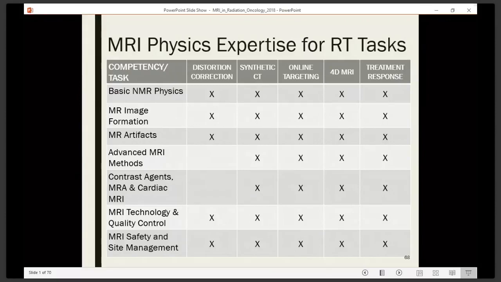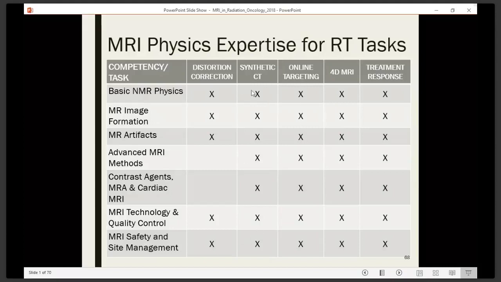So I wanted to finish up here by going over the knowledge you're going to need to do MRI physics in the radiation therapy environment. It depends on what kind of task you're undertaking. For distortion correction, you're going to need a basic understanding of NMR physics, good understanding of image formation and artifacts, some idea of MR technology and quality control, and of course, and this is something we could do a whole lecture on, MRI safety and site management in radiation therapy, because it's going to be much more complex than in a diagnostic MR suite type setting.